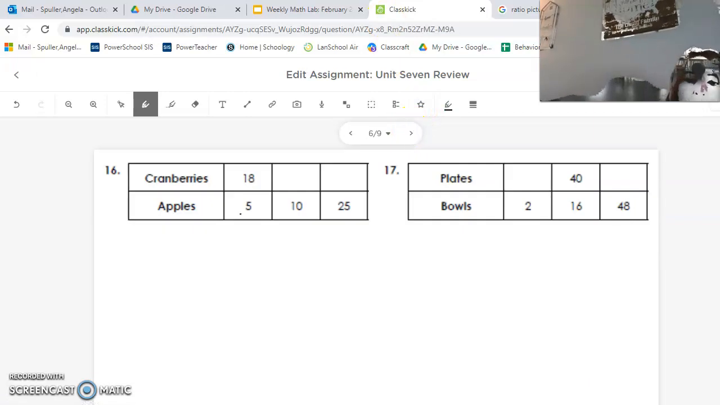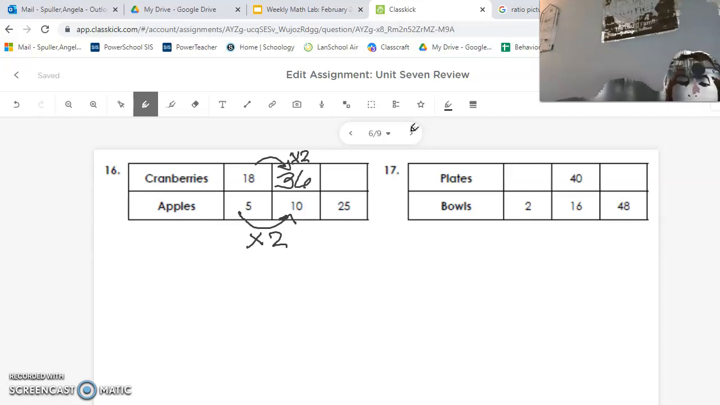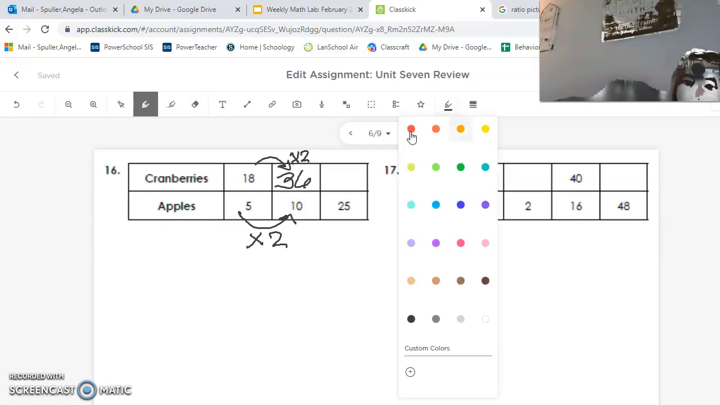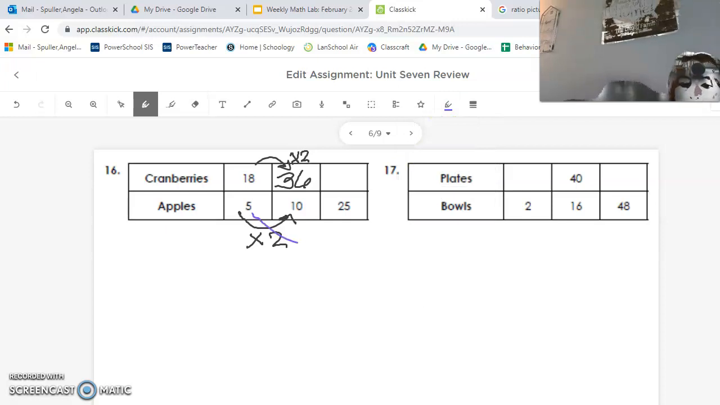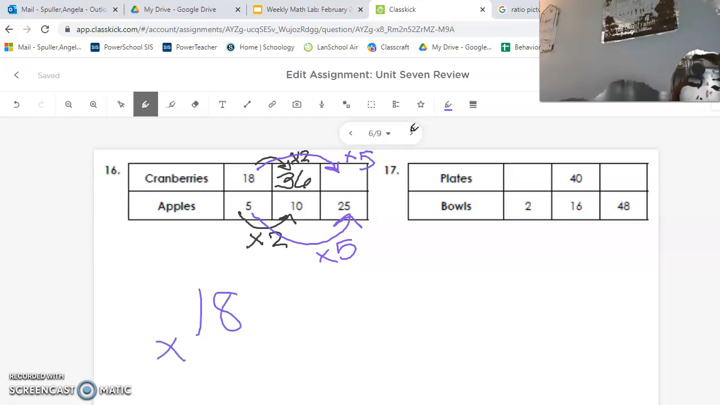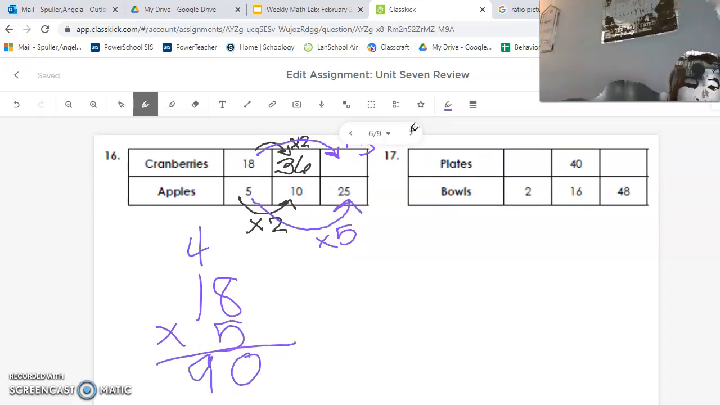Okay, so here we go. Let's see how this worked. Here I multiplied by 2. Okay, so let's multiply here by 2. That gives me 36. Now, I'm going to get a different color so I can show you what happens with the next one. Going from here to here is times 5. So if I go from here to here, I have to multiply it by 5. 18 times 5. 5 times 8 is 40, carry the 4. Yeah, that gives me 90. So 90 would be my answer.